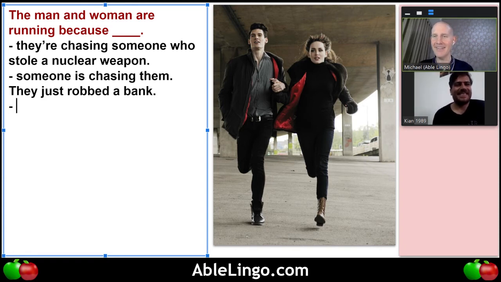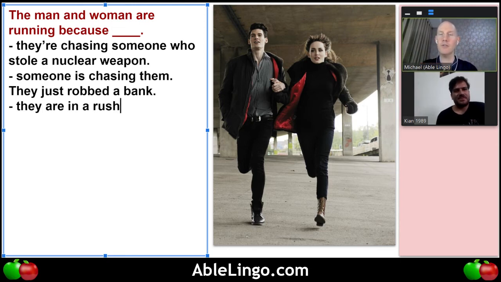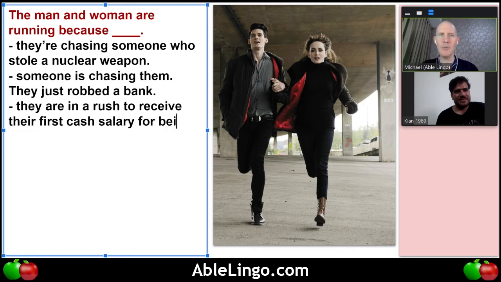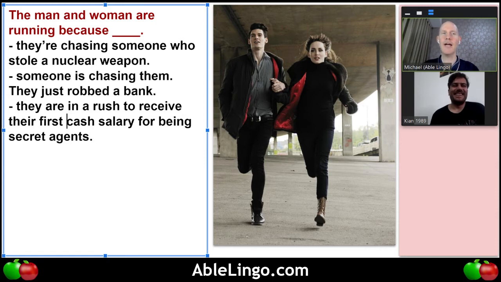Let's see in the comments. Because they can't wait to get their first salary as secret agents. I'm asking how I can make that sound a little bit more natural. Because they are in a rush to receive their first cash salary for being secret agents. And I put cash salary because if it was an electronic transfer, they probably wouldn't be running.